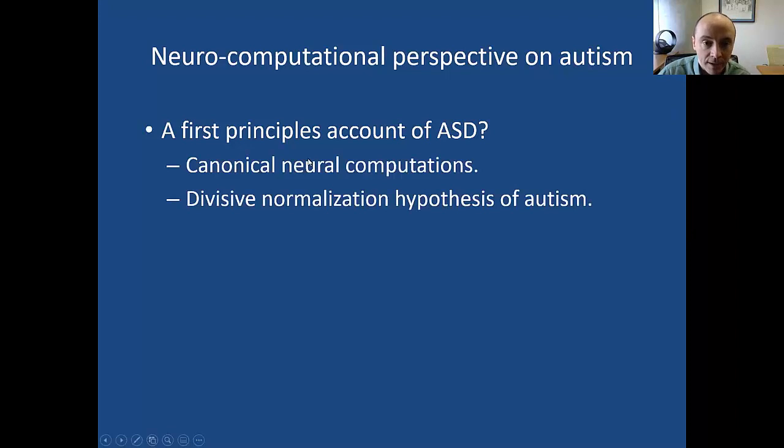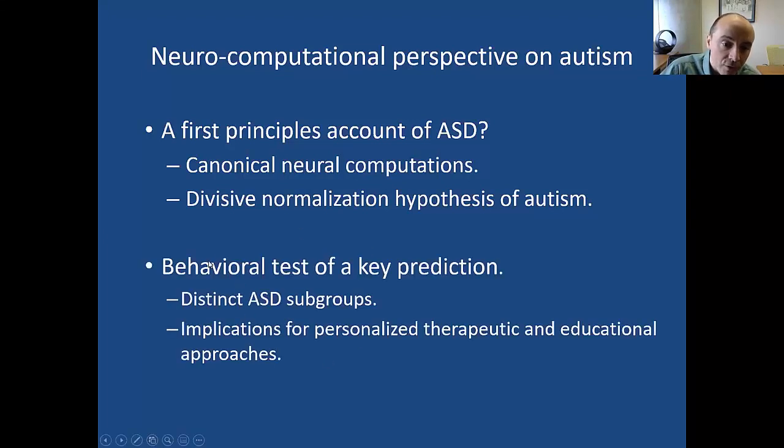In the process, I'll introduce the idea of canonical neural computations. Broadly speaking, I just mean computations that occur throughout the brain. And I will introduce the divisive normalization hypothesis of autism, which we formulated in a publication in 2015. So I'll introduce you to that network model, using modeling as a proof of concept for how a computational perspective on autism might provide new insights. And in the second half of the talk, I'll introduce a behavioral test that we've started here in Wisconsin, which is testing a key prediction of the hypothesis, and show how this reveals the existence of two distinct ASD subgroups, which has implications for personalized therapeutic and educational approaches. And that's going to be ongoing work that's not yet published.